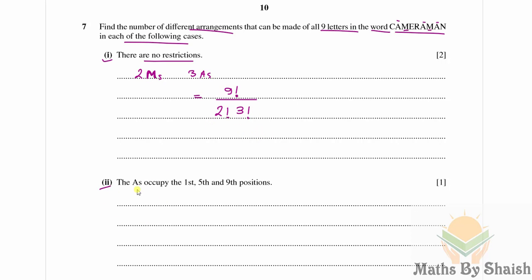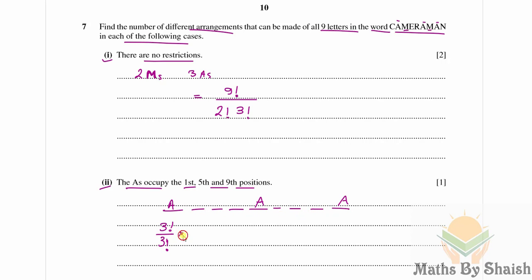And the second one is, the first place, 5th place and 9th place are occupied by the A. So we can write it as A, first place, 1 2 3 4 5, and then 6 7 8 9. So these 3 letters, since they are the same, we can arrange them in 3 places by 3 factorial over 3 factorial, because they all are the same.